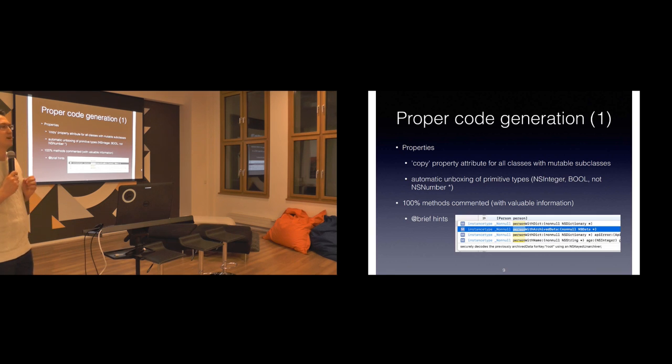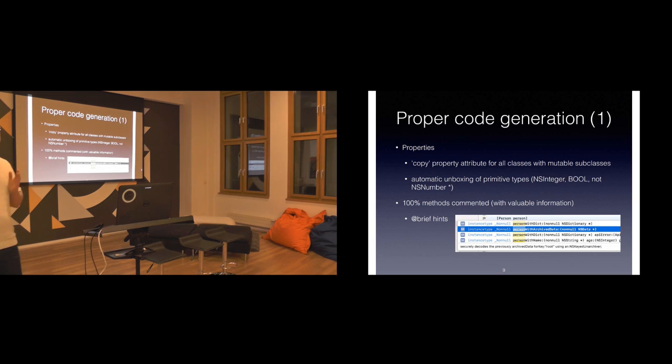Or for example, automatic unboxing. So if you define something to be an int or a bool, what you see is an int or a bool, not an NSNumber containing the int or a bool. And all the methods are using the primitive types where possible, and all the wrapping then again is done automatically.